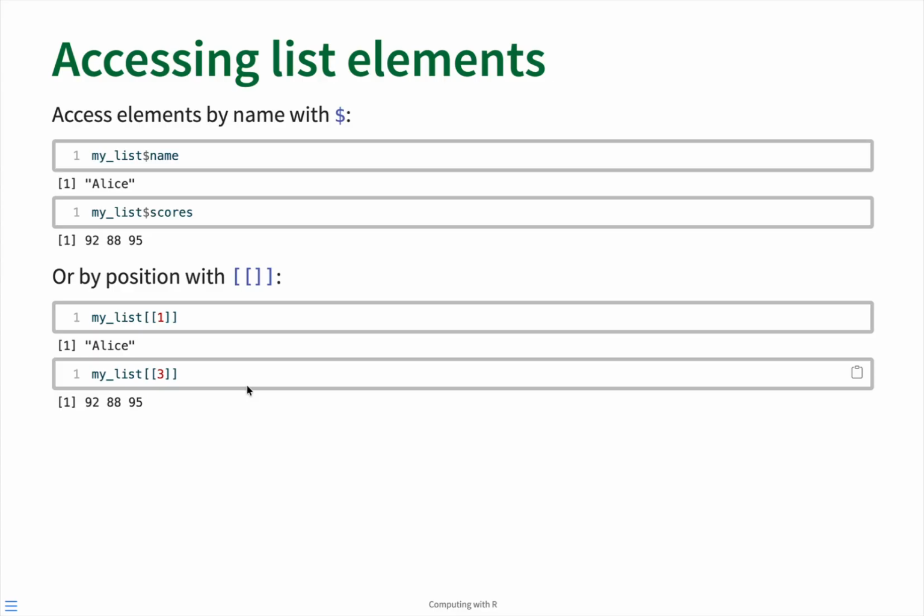If we want to use the position, so if instead of saying that we wanted the name item, we instead wanted the first item, then we can use square brackets to index by number, but we have to use 2 pairs of square brackets to get the actual item itself out of the list.